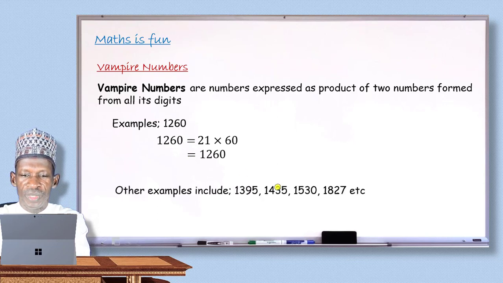Other examples of pair numbers are 1,395, 1,435 is a pair number, 1,530 is another pair number, 1,827. All these are pair numbers.